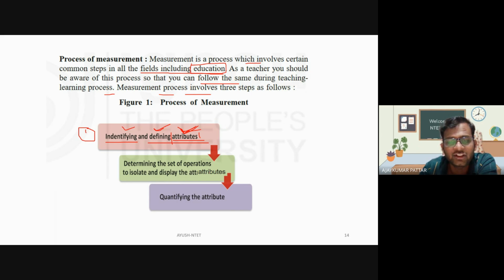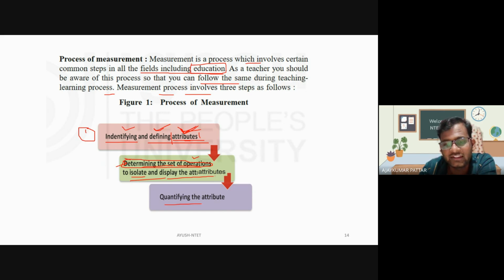Then determining the set of operations to isolate and display that attribute. What are the operations, what are the methods to isolate that attribute and display it. This is how we will determine that particular attribute. That is the second step, determining the set of operations to isolate and display the attributes. How will I measure that knowledge, the set of operations will be there.